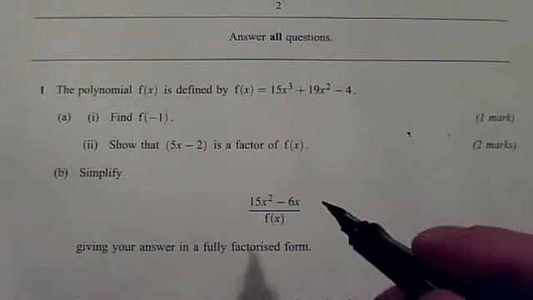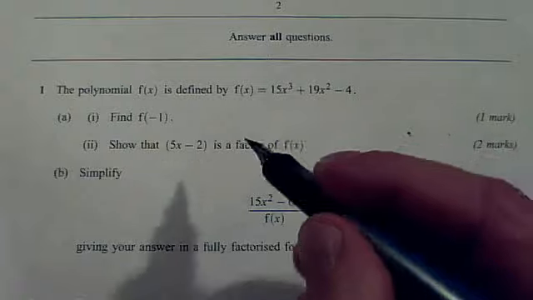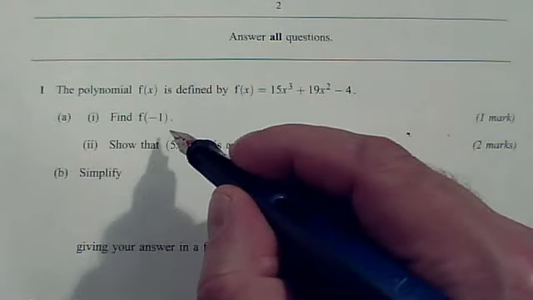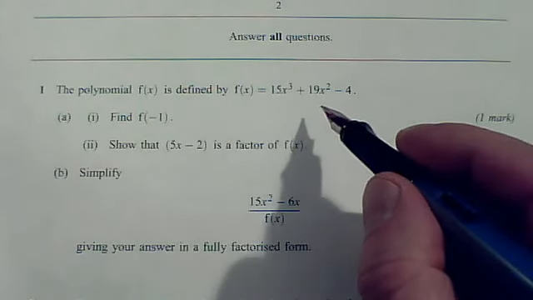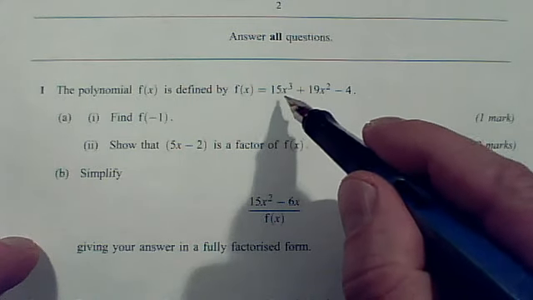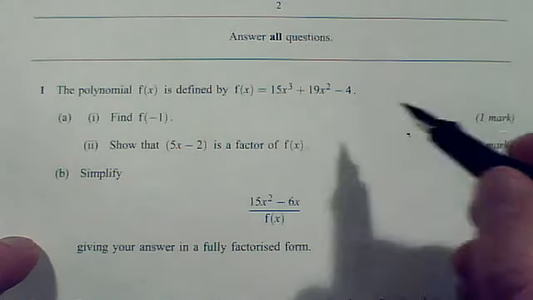Okay, here we've got question number 1. It should be relatively straightforward. We've got f of x and we've got to find f of minus 1, so just substitute minus 1 in, being careful when you do powers of negative numbers.